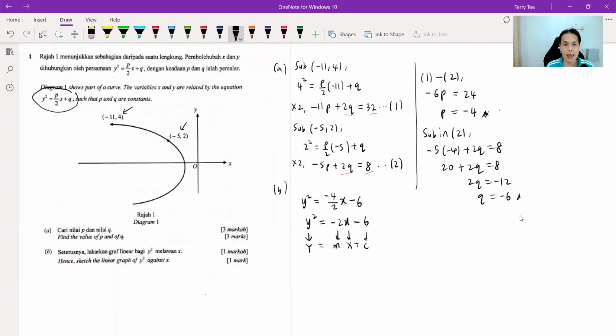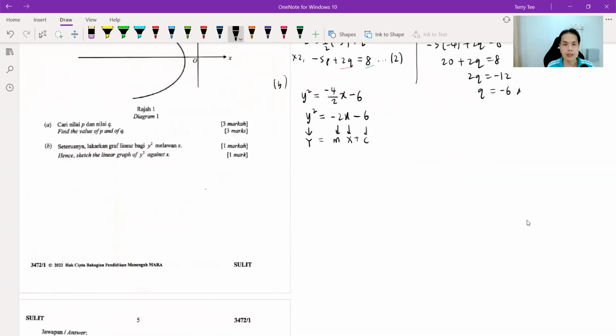So I need to plot y squared versus x now. When you plot y squared versus x, you will get a straight line. However, you notice that your gradient is negative and your y-intercept is also negative. So this graph is a bit unique, because normally we draw the graph upwards. This one is going downwards from left to right. Not only that, it will cut the y-axis at the bottom part. The y-intercept is now negative 6.